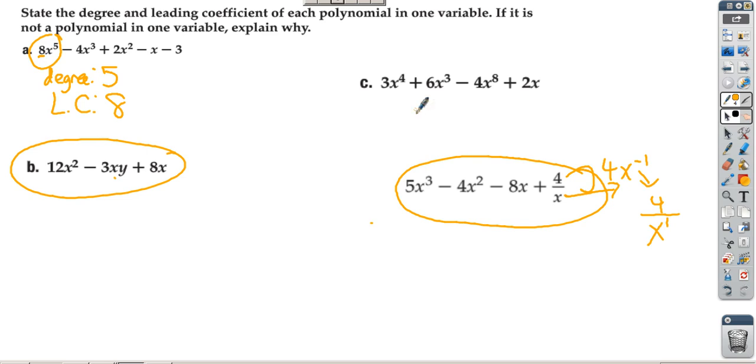For this one right here, you might be tempted to say it has degree 4, but there's actually a term right here that has a higher degree, degree 8. So that's not written in standard form. The exponents are not descending, but that's still the highest degree. And then the leading coefficient is this entire thing. It's negative 4. Okay, it's the whole number in front of x to the a. So leading coefficient is negative 4. Those are both polynomials.